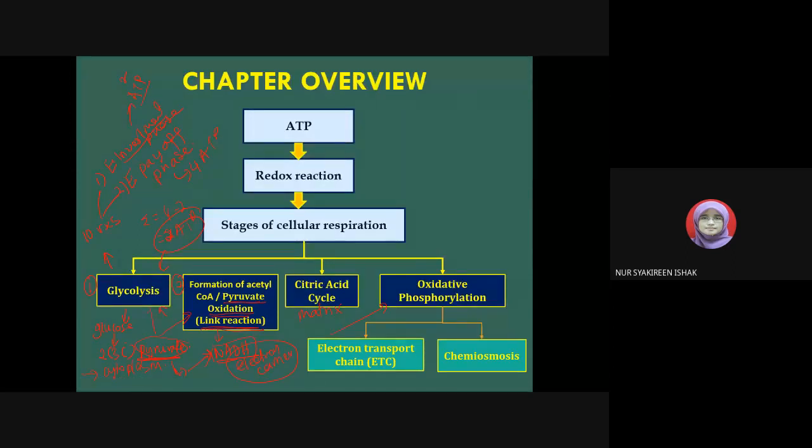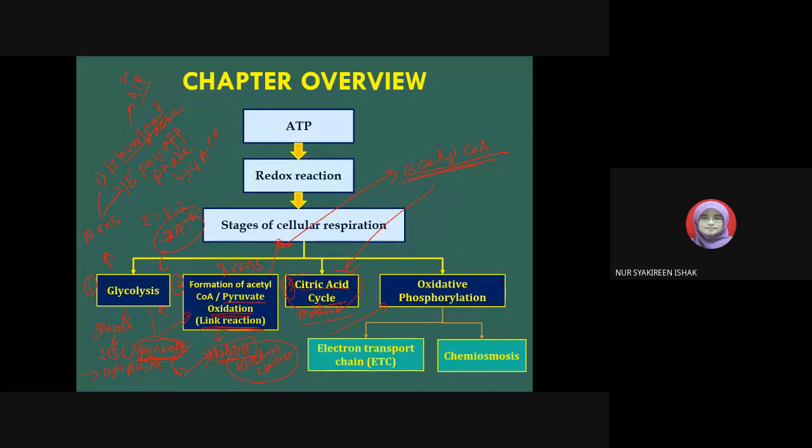And then the next stage is the citric acid cycle. For the second stage, it has three reactions to occur. The citric acid cycle, which occurs in the matrix of mitochondria, uses the product of the link reaction. The link reaction will convert pyruvate into another molecule, which we call acetyl-CoA. Acetyl-CoA will enter the citric acid cycle, which, as you know, occurs in the matrix of mitochondria, and its function is to produce also NADH.